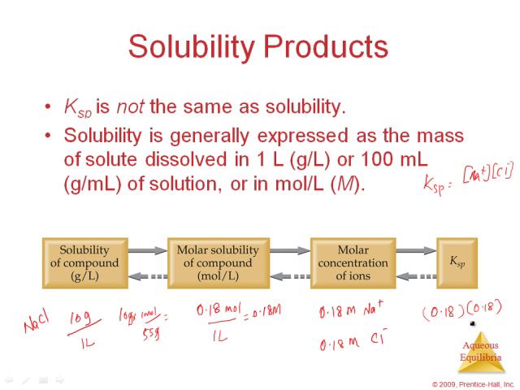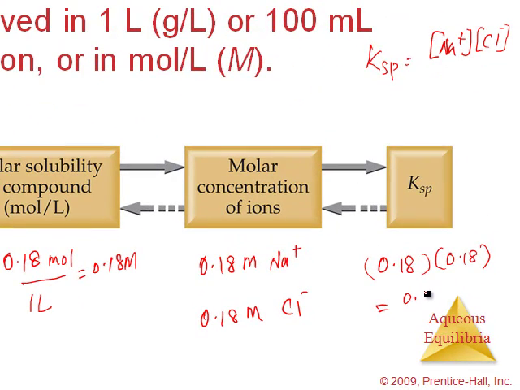So whatever that is, that is the Ksp for this hypothetical problem. Sorry, I don't know what it is. So what do we get for the Ksp? 0.0324, or we can say 3.24 times 10 to the power negative 2.